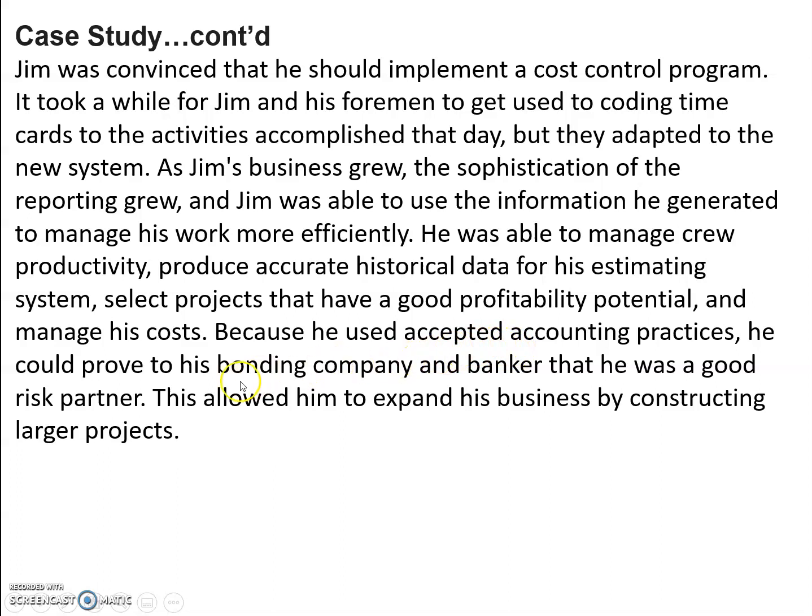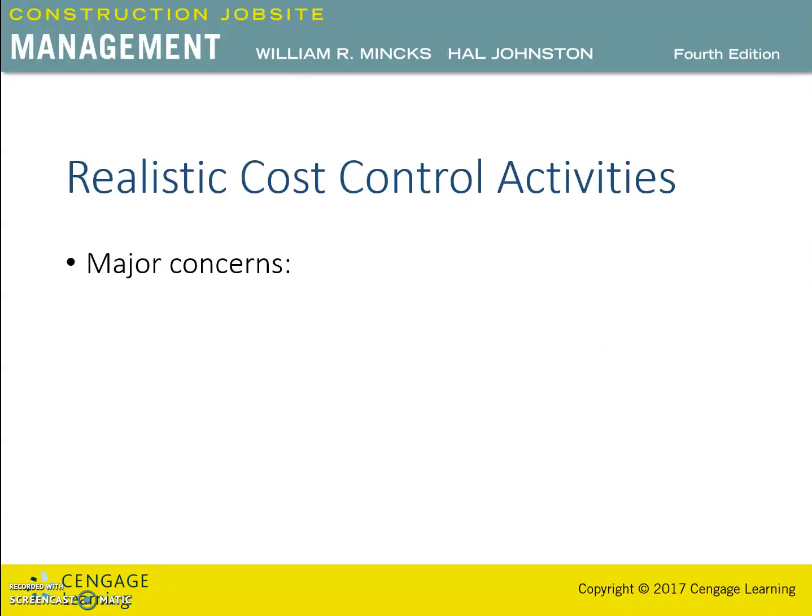Because he used accepted accounting practices, he could prove to his bonding company and banker that he was a good risk partner. So this allowed him to expand his business by constructing larger projects. So good financial management is needed for expanding the business. Therefore, realistic cost control activities are needed. So the primary objective in setting up a project cost control system involves the correlation of the cost control activities from the estimates with the reportable construction activities.